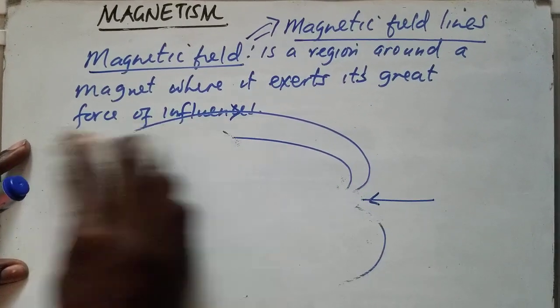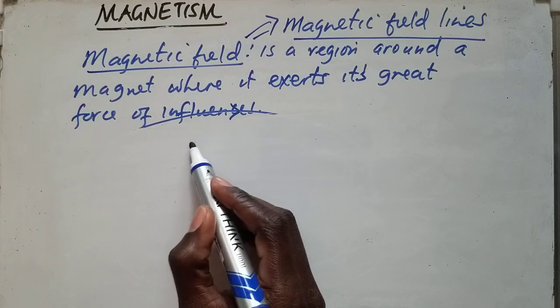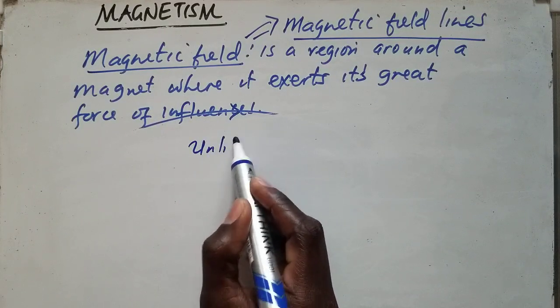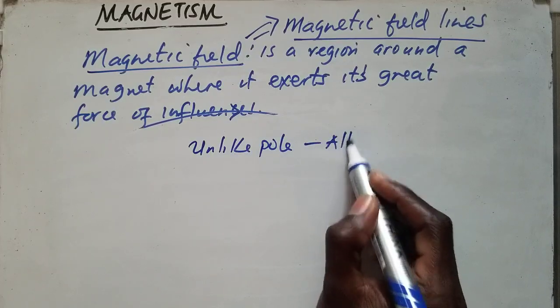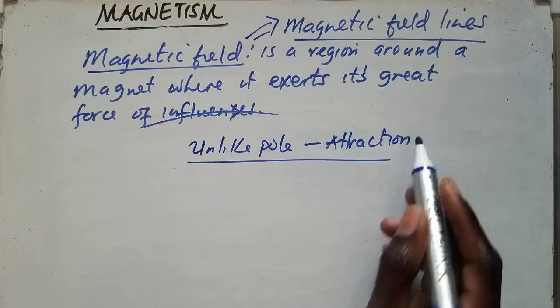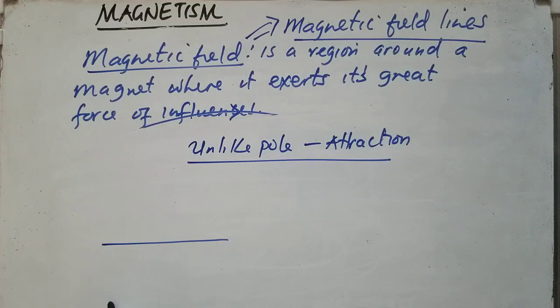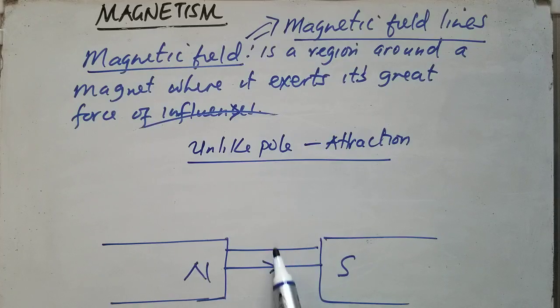But suppose you have unlike poles. Remember what we said, unlike poles do what? They attract. So there is going to be attraction. For example, if I have two unlike poles brought together, maybe a north and a south, then it simply means that the magnetic field lines will run from the north to the south.